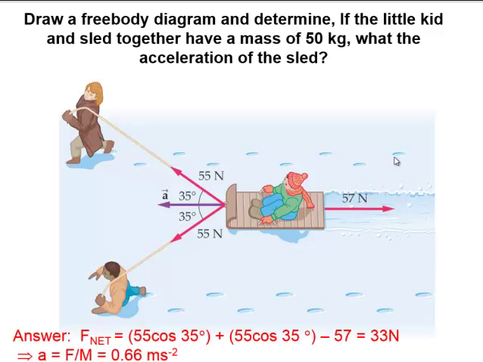So if we do a free body diagram, we've got to recognise that the net force in the direction of the acceleration is going to be 55 cos 35 degrees plus 55 cos 35 degrees. So that's the force in the forward direction here, minus 57 newtons, which gives me a total force of 33 newtons in the direction of the acceleration. If it's 50 kilograms and I know what the force is, you can tell me that this young man should be accelerating at 0.66 meters per second squared.